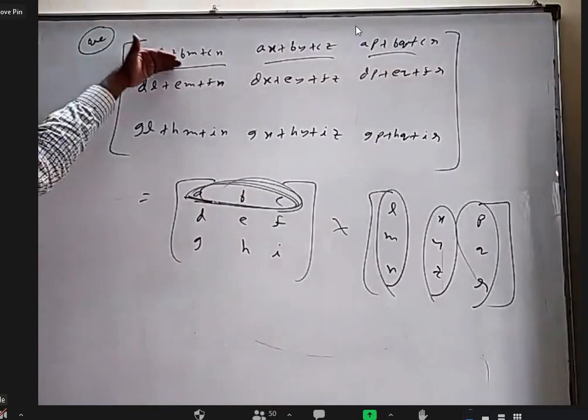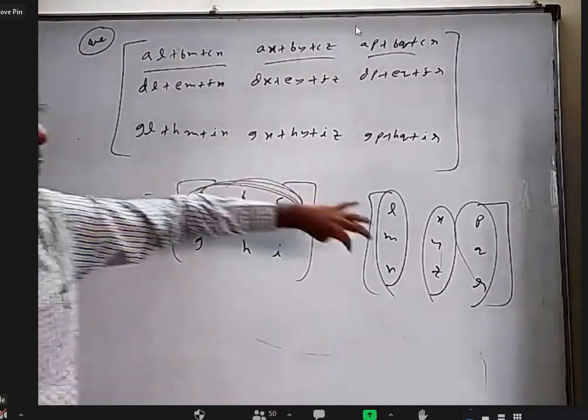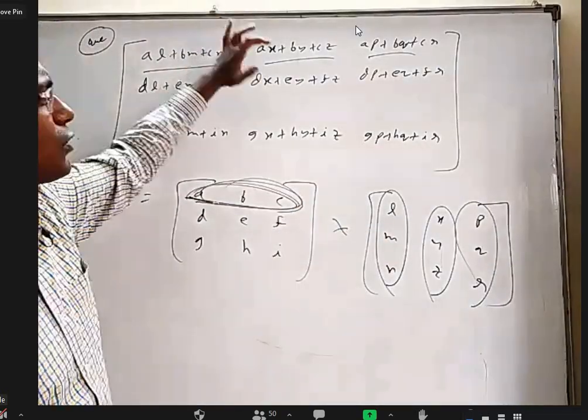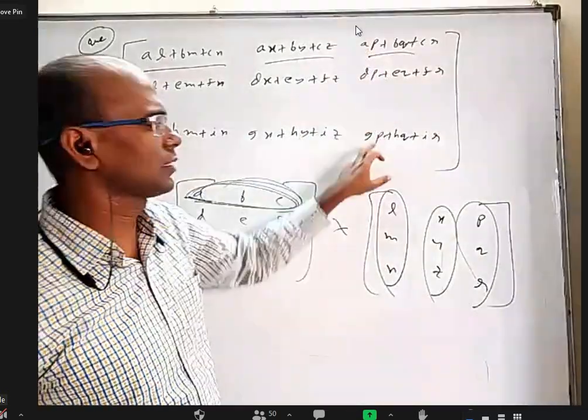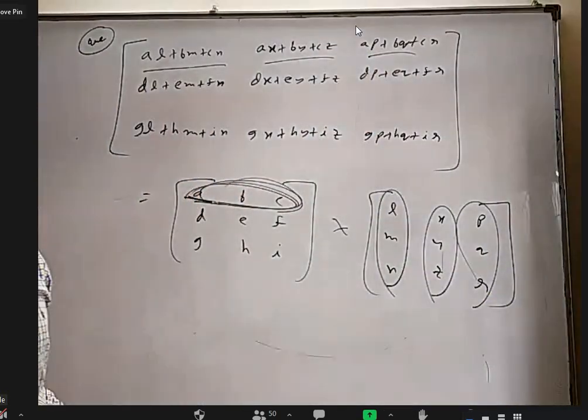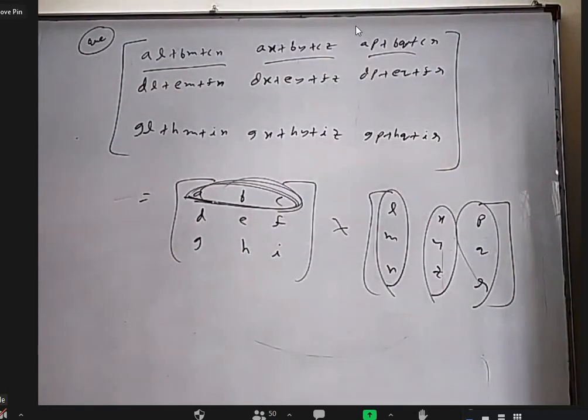Anything that you find in first column common, some 3 elements here, same 3 elements here, same 3 elements here, they must be first column here. Anything you find common here, here, here, that must be here. And anything that you find here, here, here, that must be here. Am I correct? Yes, sir. Okay, that's what.